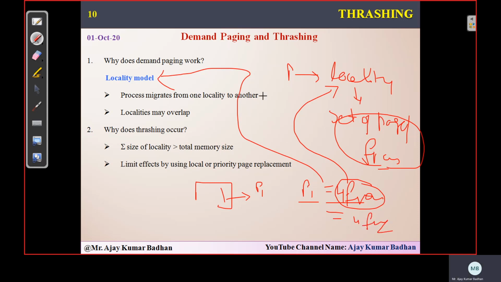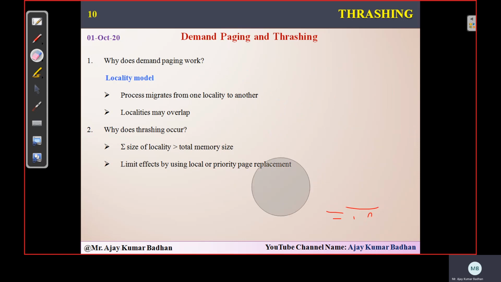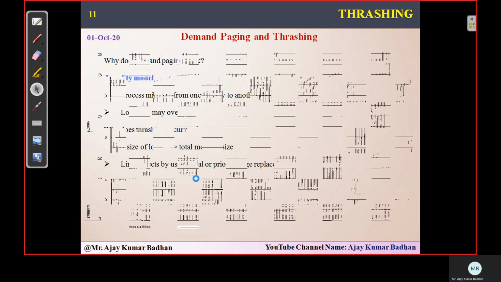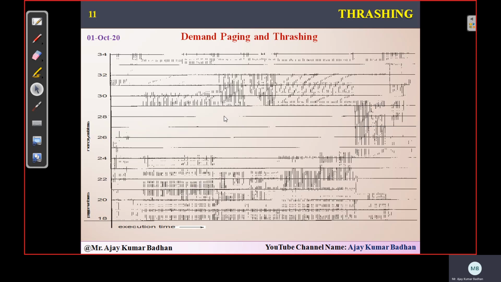Initially, P1 might be present here, on the top. Next time, whenever it comes, it might be present here. But we will be allocating only 4 frames, not more than that. So that is what we call the locality model. Using this, we can try to overcome this thrashing concept. This is the way the locality model changes.